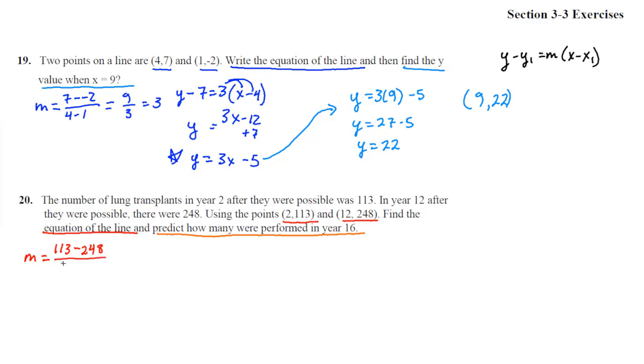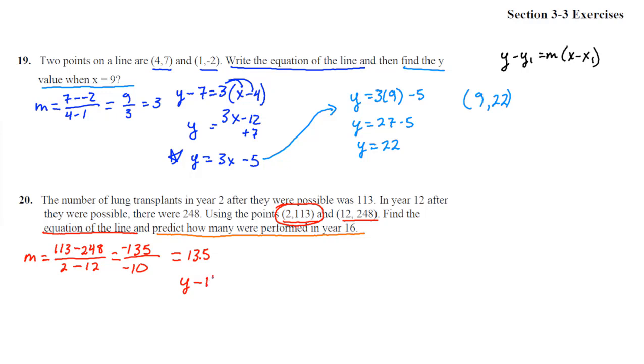over x minus x. 113 minus 248 over 2 minus 12, we get 113 minus 248, that looks like -135, over 2 minus 12, which is -10. The 2 negatives cancel, and we could reduce that down to a fraction, 27 halves, or you can see it's going to be 13.5. Either way would be fine. Now let's put that into the equation.